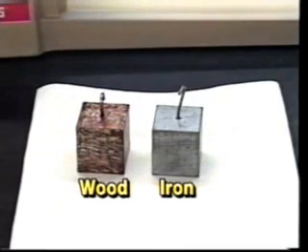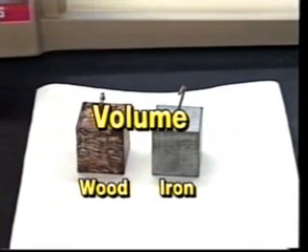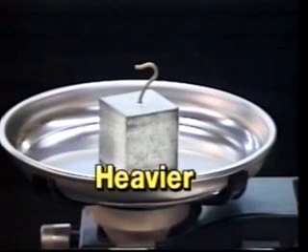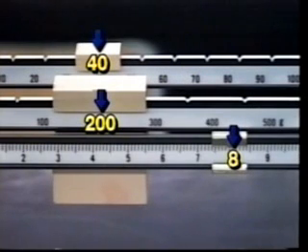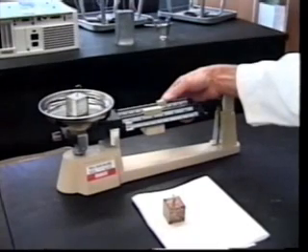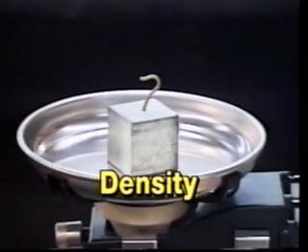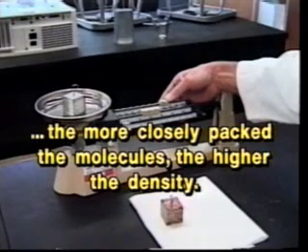The blocks of iron and wood have the same volume, but the iron is heavier because its molecules are much closer together. Scientists call this physical trait density. According to chemists, the more closely packed the molecules, the higher the density.